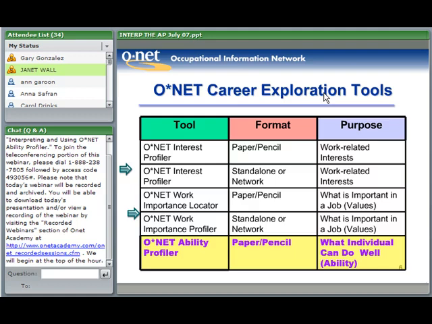That comes in paper pencil format and also standalone or network version, and it measures what's important on the job or work values. And then the focus of our session today and the previous two sessions has been on the Ability Profiler, which is only a paper pencil instrument, and it measures what an individual can do well or one's abilities, so it's work-related abilities.